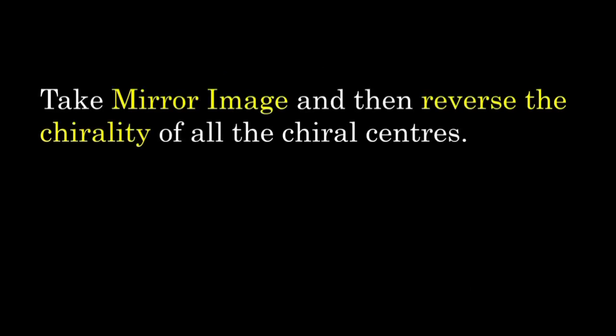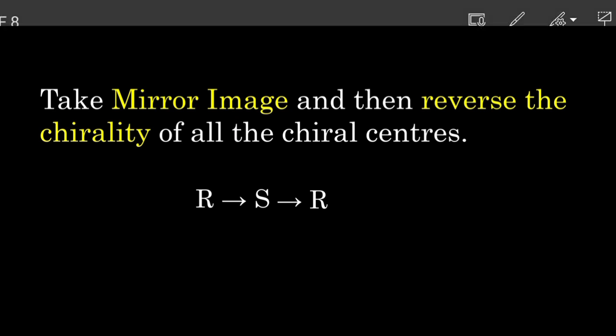The basic idea is take the mirror image and then reverse the chirality of all the chiral centers. Please note that if a compound does not have any plane of symmetry or center of symmetry, then on taking the mirror image, the chirality of all the chiral centers automatically gets reversed. So after taking mirror image, when we intentionally reverse the chirality, we are basically returning to the original compound.